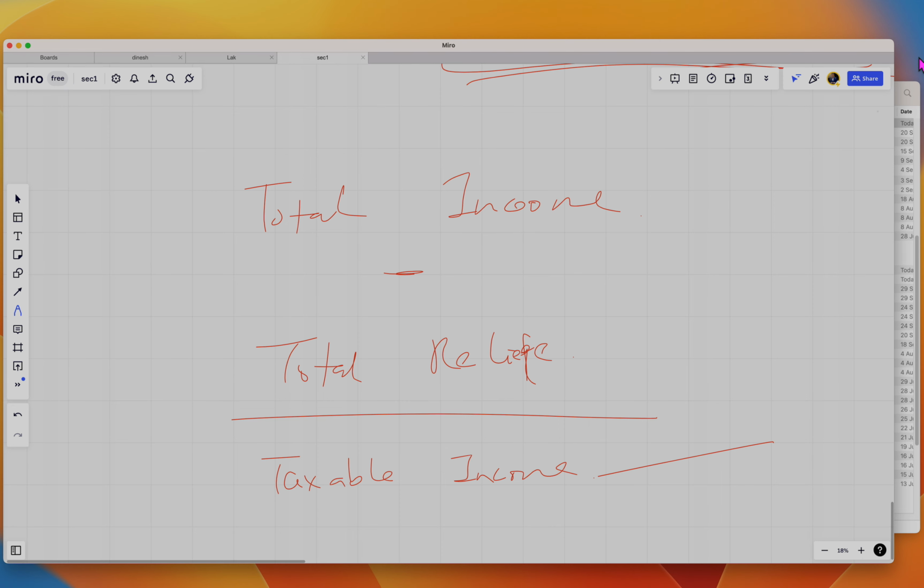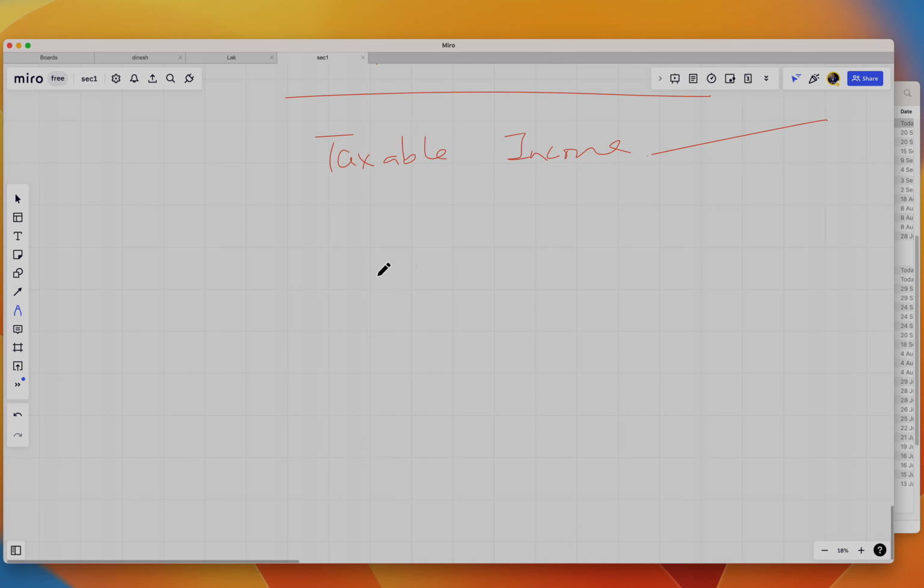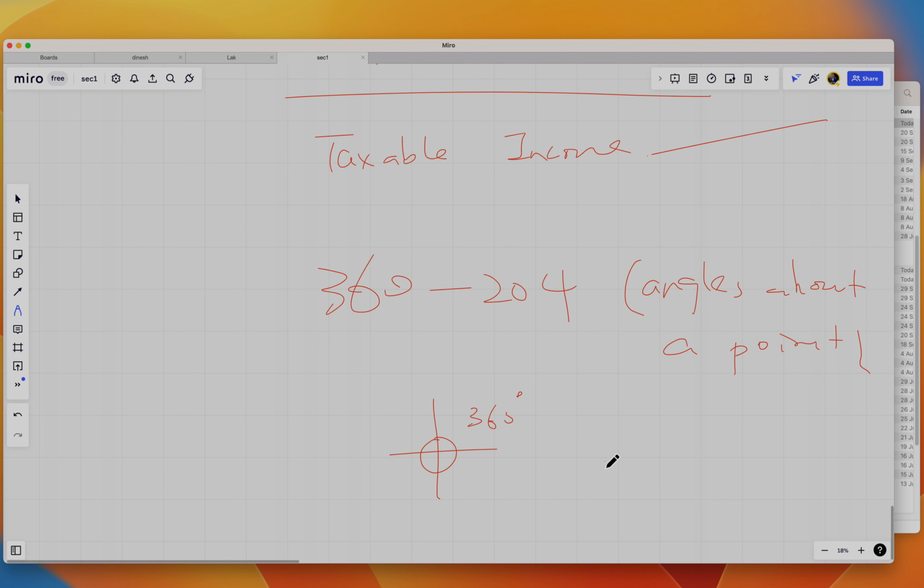Remember we talked about this? For every angle that you use, you have to have a reason. This is called angles about a point. It's 360 minus the number. So this reason is angles about a point. So you get 156, correct.